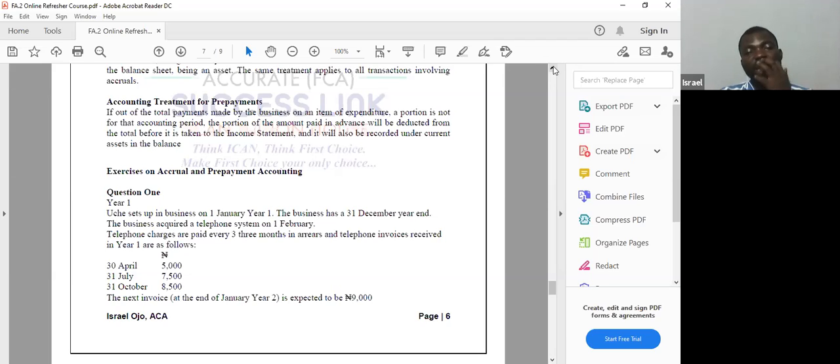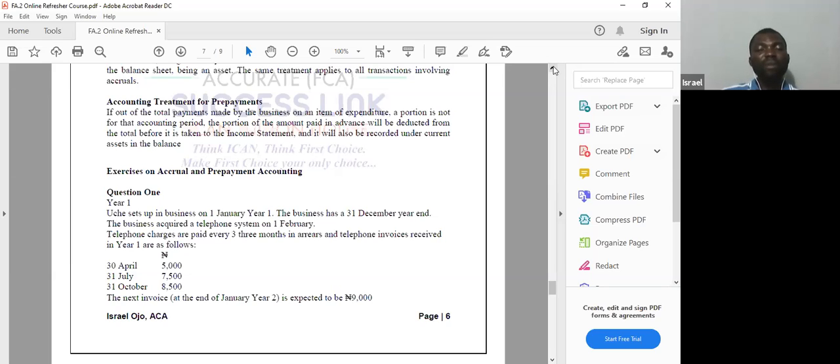The business acquired a telephone system on 1st February. Note that telephone charges are paid every 3 months in arrears, and telephone invoices received in year one are as follows. They normally pay for the telephone in arrears. Arrears means that you have enjoyed the benefit before you pay for it; the value is paid at the end, after the service has been consumed by the client.